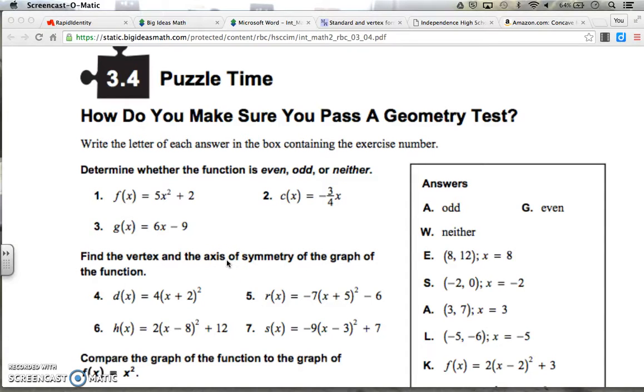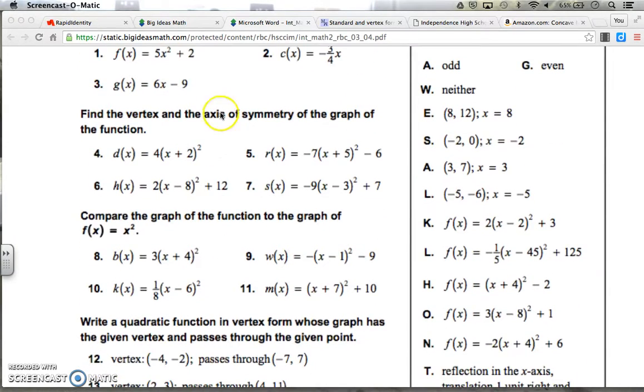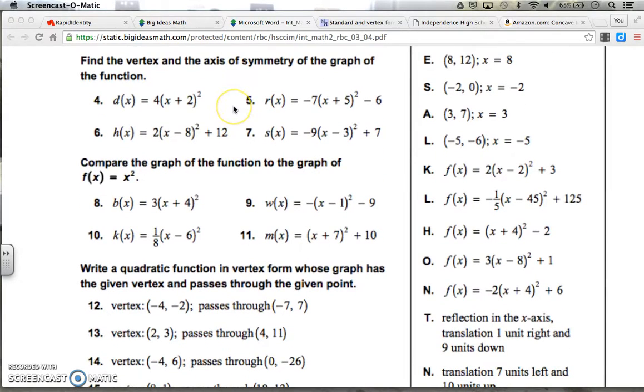This is the tutorial for the 3.4 puzzle time. Again, still working with parabolas here. So a couple things. We're only going to focus on the parabolas. The even, odd, and neither we talked about in class, so I don't really want to go over those. The focus of the quiz really will be on parabolas, and that's what I want to make these videos focused on. Okay, so vertex and axis of symmetry of the graph.